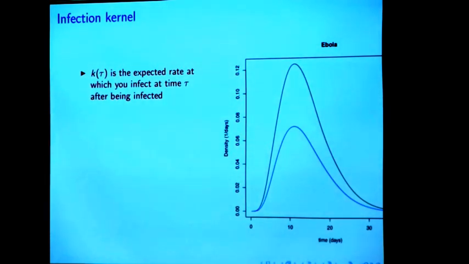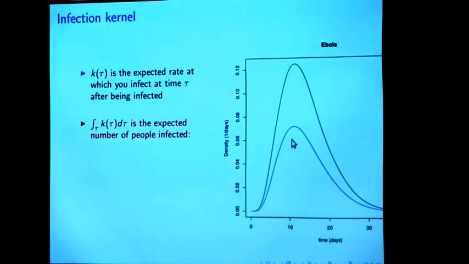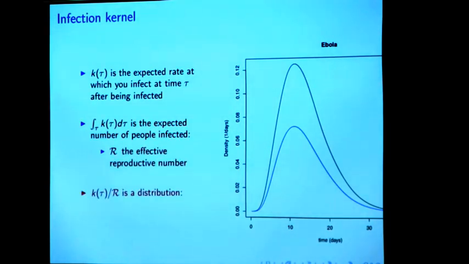So here's my picture of the infection kernel. K is how infectious. This is highly idealized, or sorry, too smooth, but based on real Ebola data. This is how infectious I might be at various times after being infected, and I'm going to factor that. The area under this curve is unitless and is in fact big R, and if I divide by big R, I get the generation interval distribution, which is something I might be trying to measure from data.